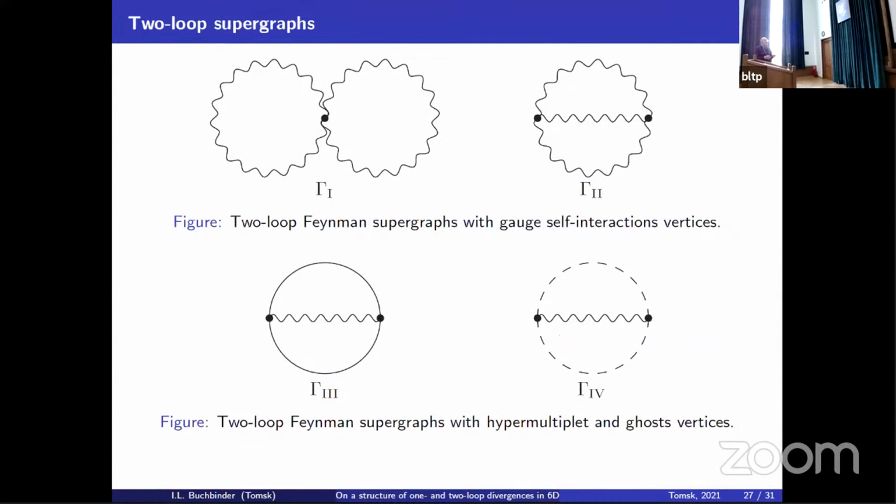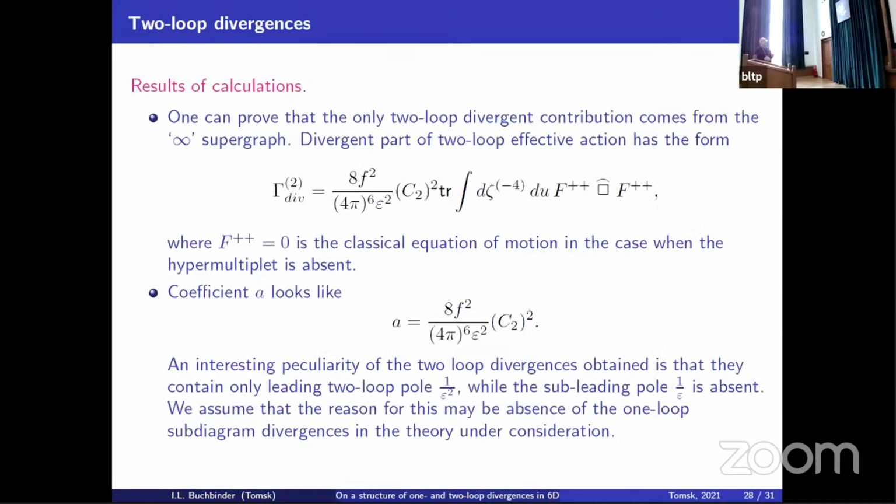So in the two-loop case, there are 4 diagrams. Let me say, I work with the background fields method. It means I consider only the vacuum diagrams, but all lines depend on the background field. Then one can prove that this diagram is finite. These 2 diagrams cancel each other, and the only divergent diagram is equal to this one. So this is the final result for calculations.